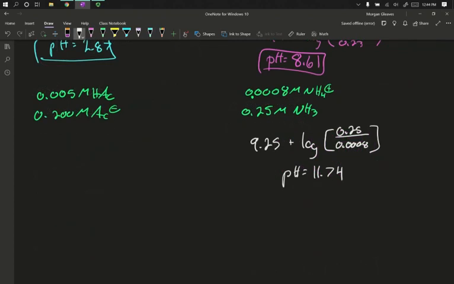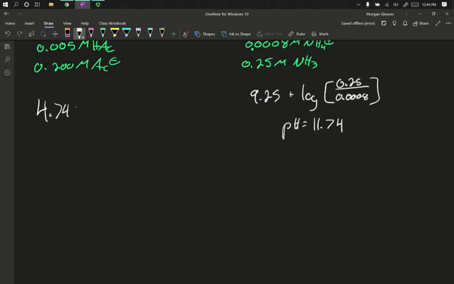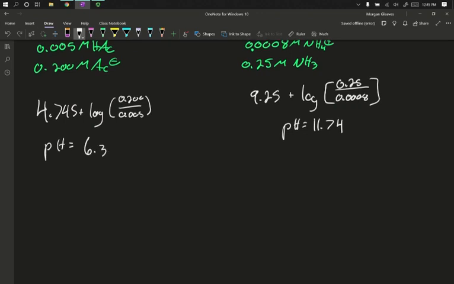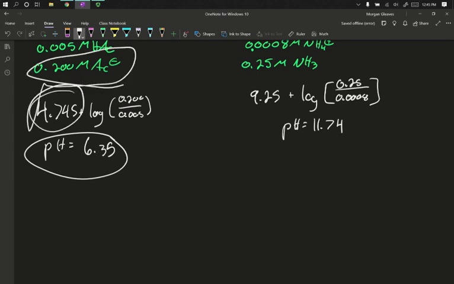And the final mixture, 4.745 plus the log. This time, much more base, 0.2 divided by 0.005. Our pH for this mixture is 6.35. Well, if it was even, it would be 4.7. We have substantially more base than acid, so we should be more basic, and that's what our value comes out to be.